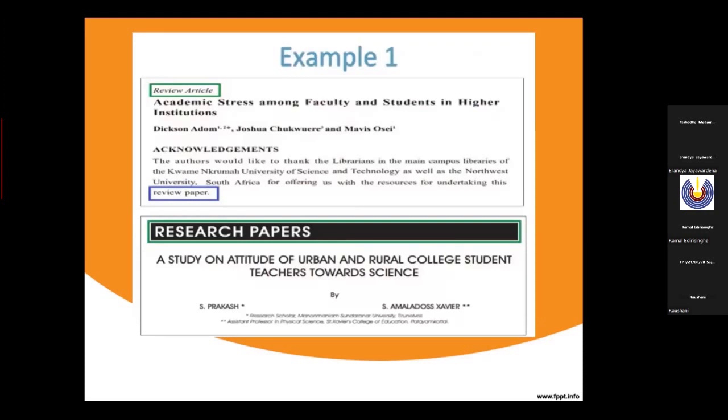As an example, in the review article, normally you can use different kinds of titles. You can see that in some review articles, on topics such as academic stress among faculty and students in higher education, it is one part. And the research paper, a study on attitude of urban and rural college student teachers towards science, is based on primary data, while the review paper is based on secondary data.